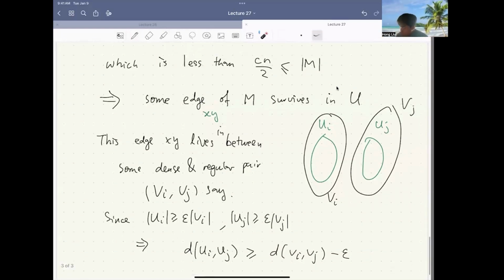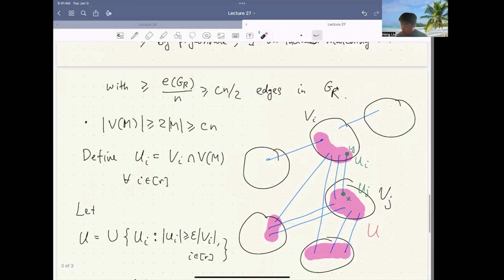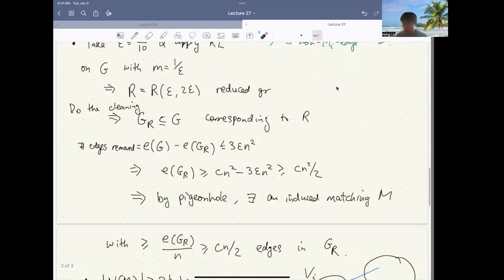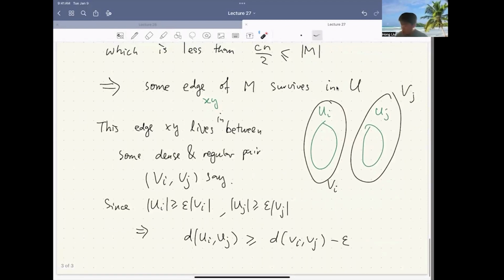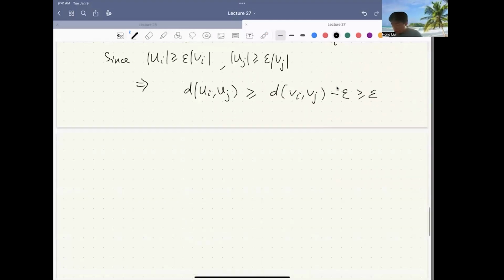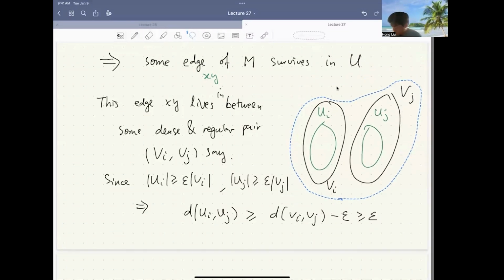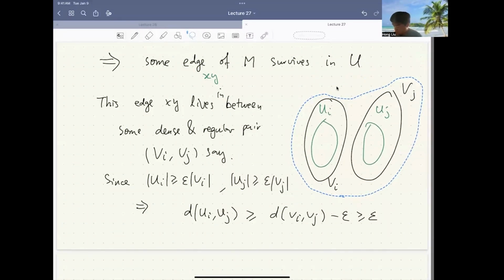But remember how we define the reduced graph? We define the reduced graph with density at least 2 epsilon. So the density between Vi Vj is at least 2 epsilon. Minus epsilon, we get at least epsilon. This implies what?